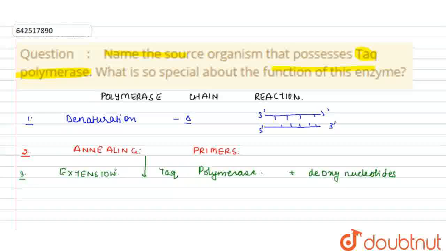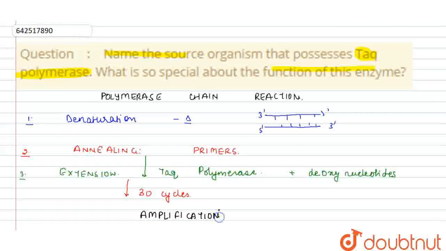All right. Now this cycle is performed approximately 30 times. This is repeated like 30 times. So 30 cycles will be there, and hence it will result in the amplification of this DNA strand.